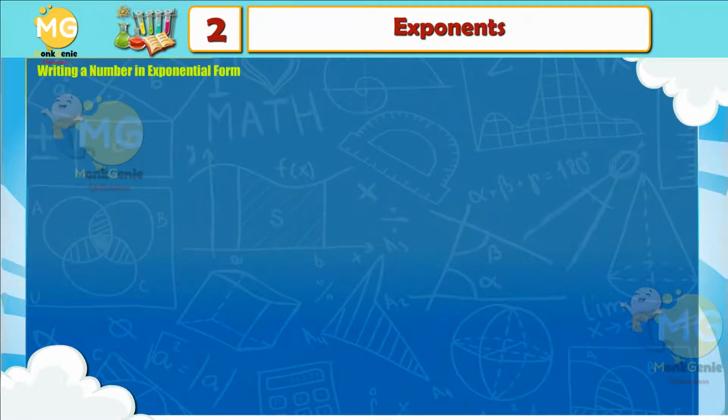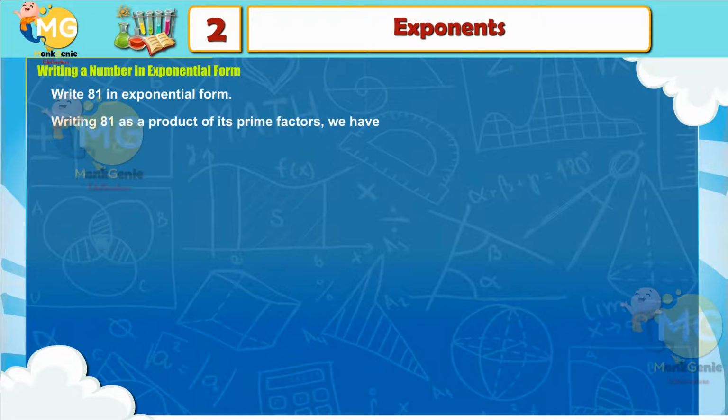Writing a number in exponential form. Write 81 in exponential form. Writing 81 as a product of its prime factors, we have 81 equals 3 multiplied by 3 multiplied by 3 multiplied by 3. Thus, 81 is equal to 3 raised to the power 4.